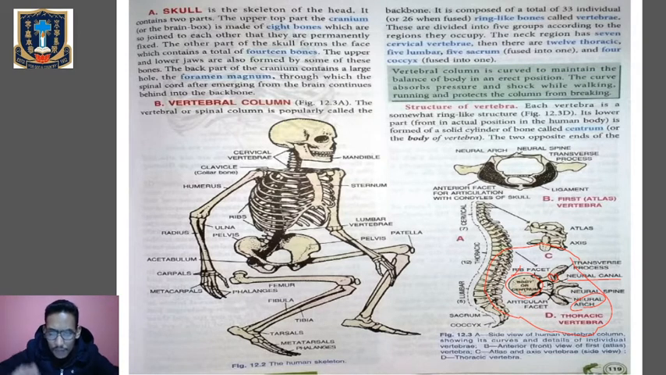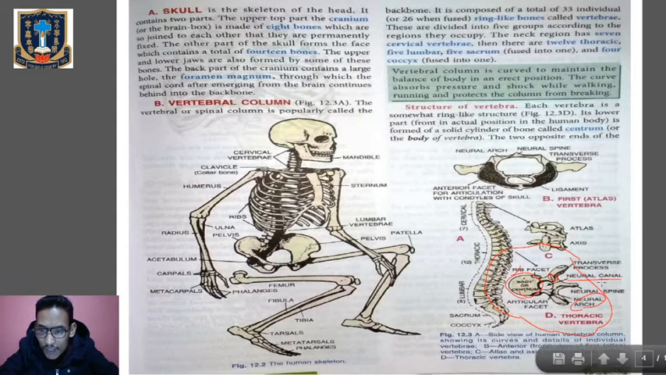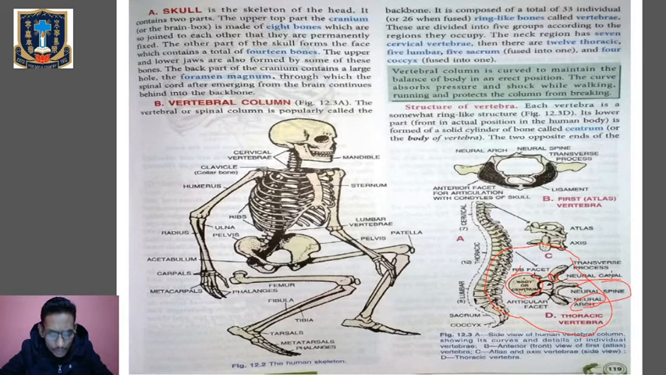Clear? Then the next one is the neural spine. The neural spine is a flat longitudinal ridge which projects upward from the meeting point of the two neural arches. That means at the meeting point of the two neural arches, we will find the longitudinal ridge projecting out, and that is called the neural spine.